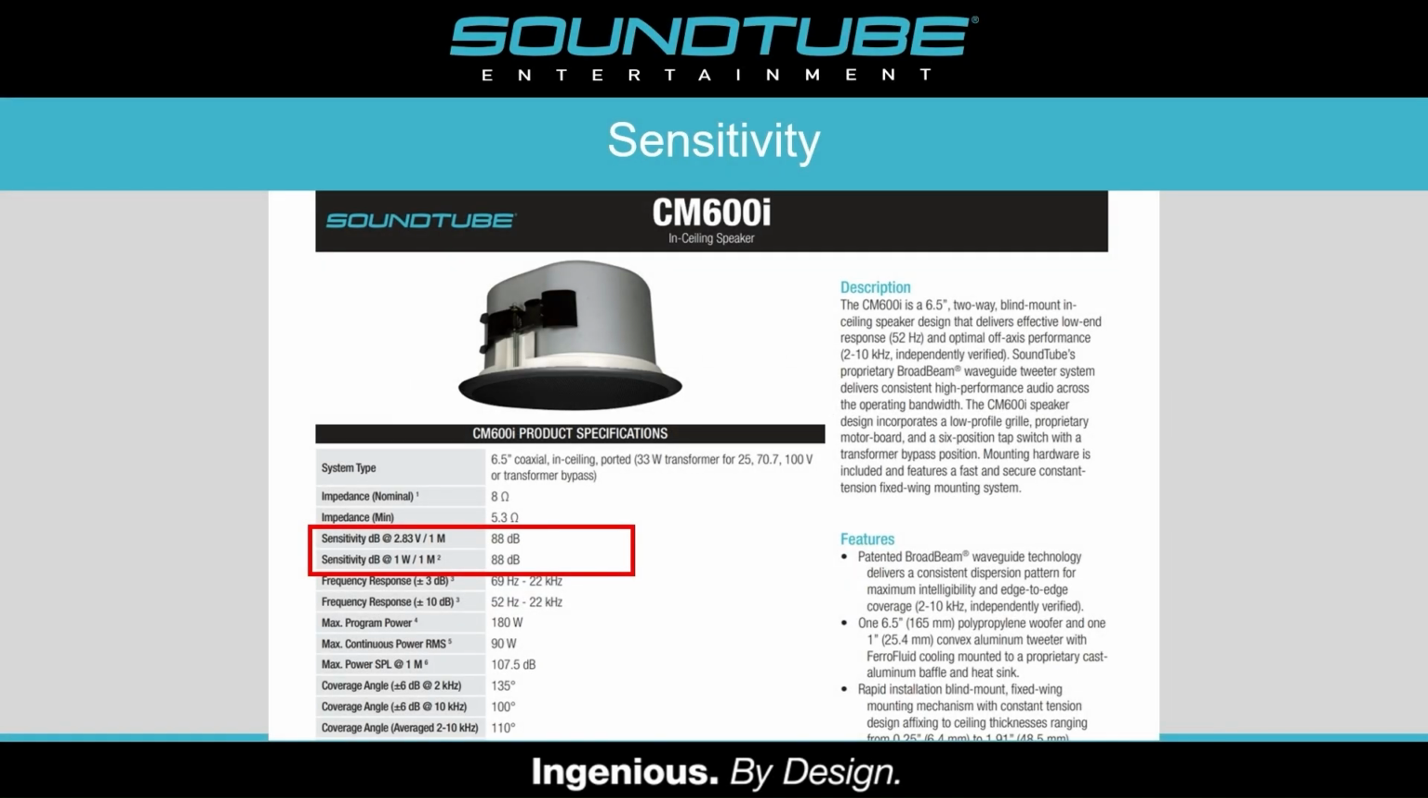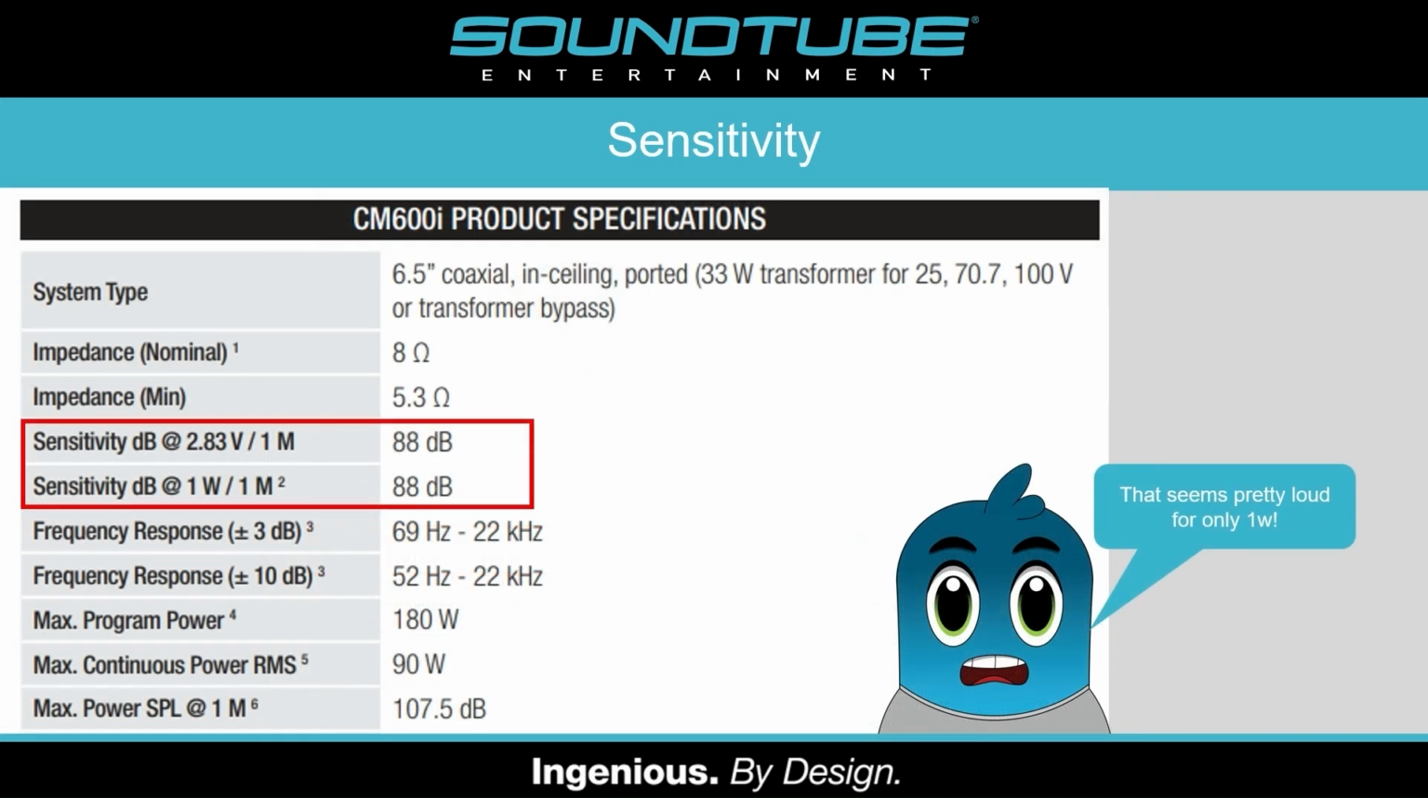Next, let's look at sensitivity. Generally, this is measured by feeding the speaker 1 watt of power and measuring the dB SPL at 1 meter away from the speaker. Sensitivity of a loudspeaker shows us how efficient the internal components are at turning electrical energy into acoustic energy.